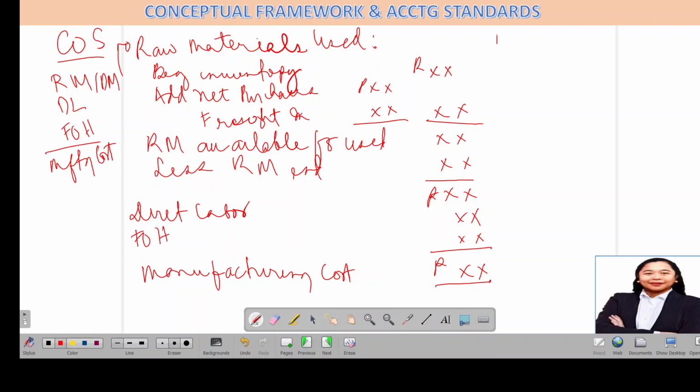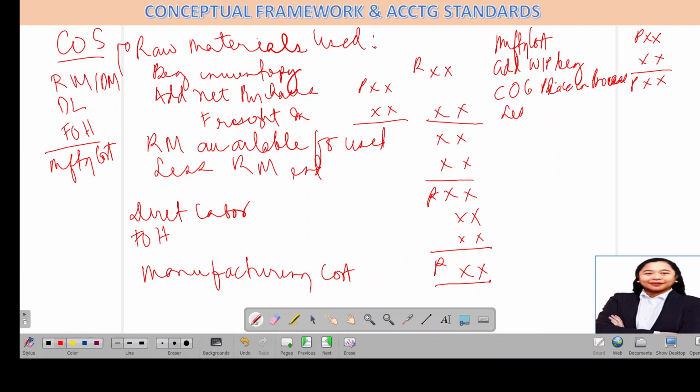O, ano yung susunod natin doon sa manufacturing cost? We're going to have this, ano? Section, manufacturing cost, okay, add work in process beginning, and that would be cost of goods placed in process, okay, then less work in process end. Then this would be cost of goods manufactured. Okay? So pagka in-add at tinidak mo yung work in process, you're going to have cost of goods manufactured.